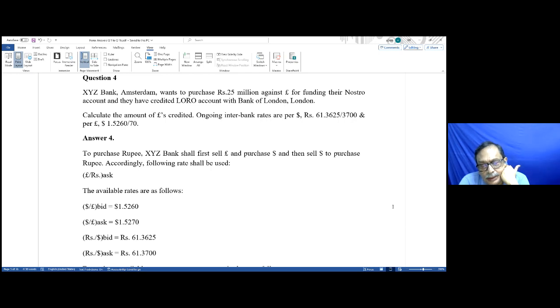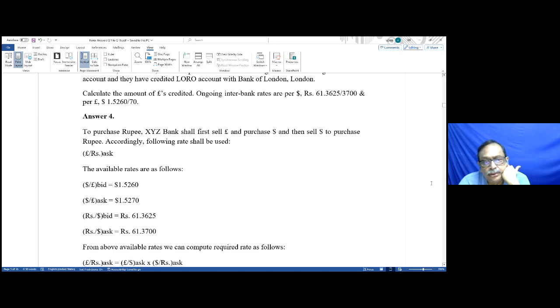Then rupees dollar bid, that is 61.3625, as it is revealed from the question, and rupees dollar ask, that is 61.3700, that is also given in the question. Remember, ask rate is more than the bid rate.